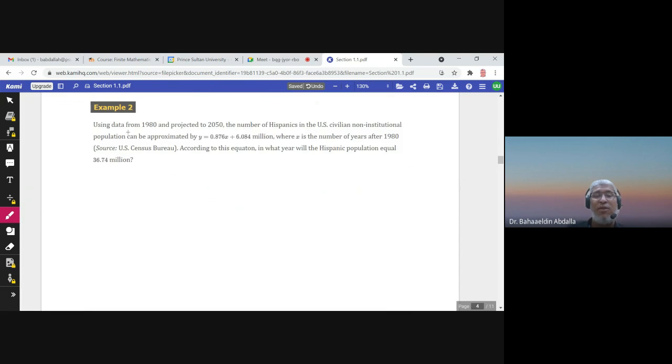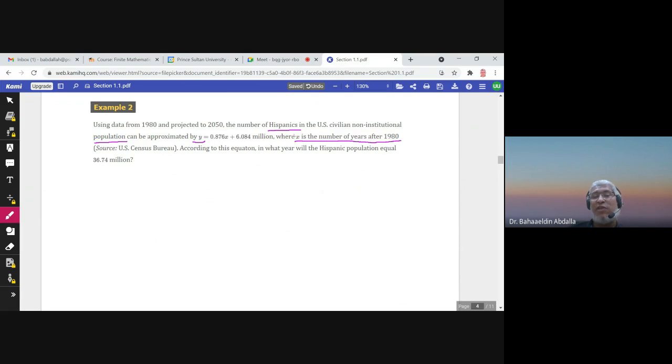This is an application using data from 1980 and projected to 2050. The number of Hispanics in the US civilian non-institutional population can be approximated by this equation. The population is denoted here by Y. So the variable Y represents the population of Hispanics. What about X? X is the number of years after 1980.